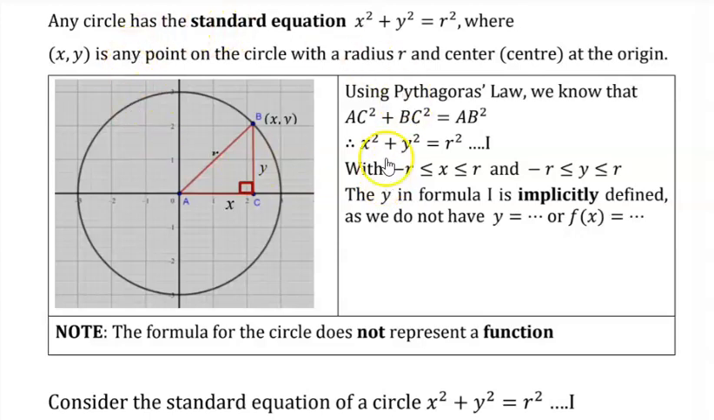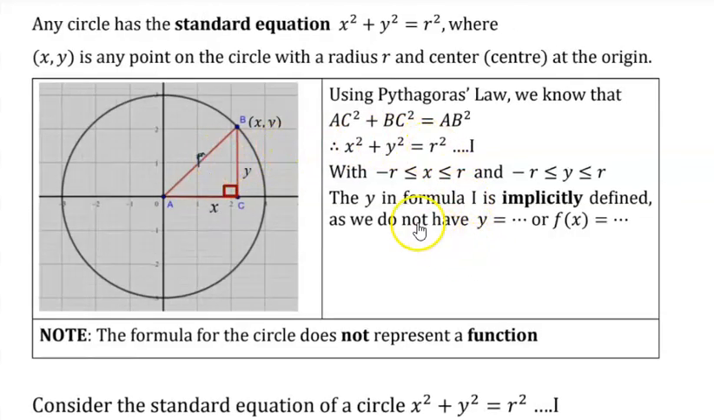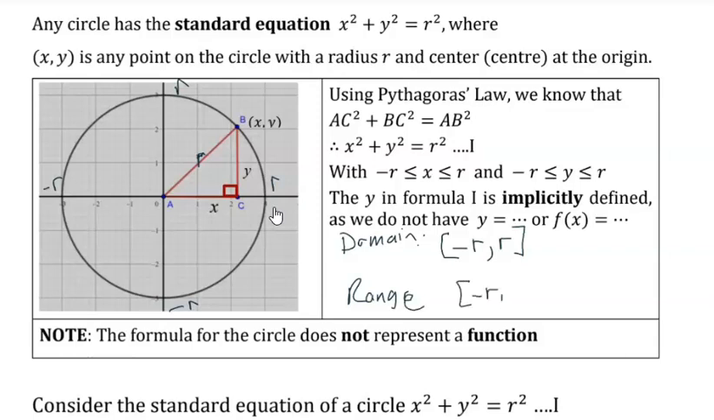We've seen in the previous video that we can conclude that x squared plus y squared is equal to r squared, and we have that x is restricted in between negative r and plus r. In this case, this is our r, and minus r and plus r there. So this is my domain from minus r to r, and my range is exactly the same. It is from minus r to r.